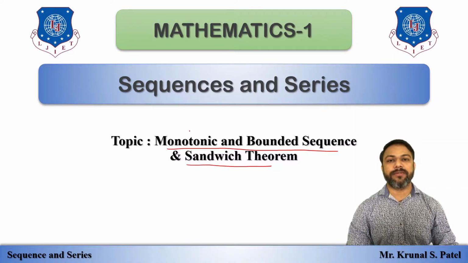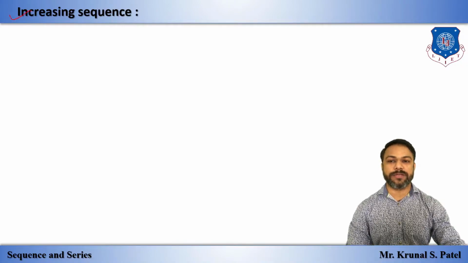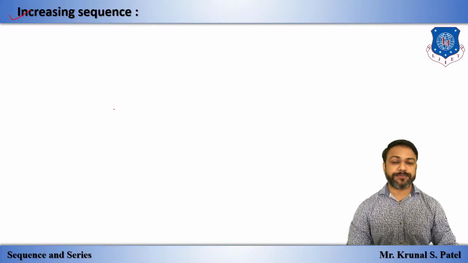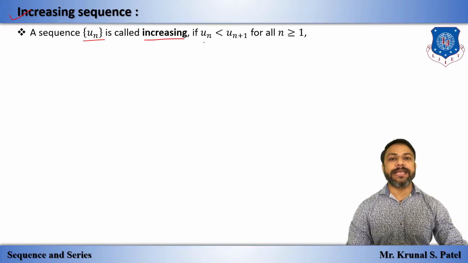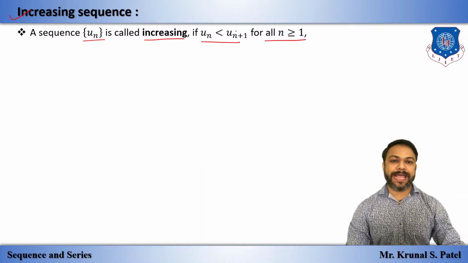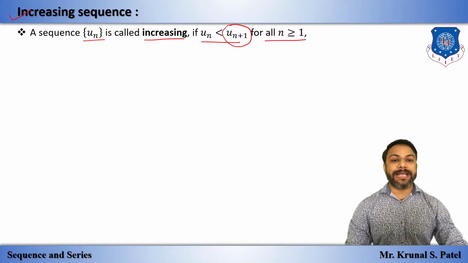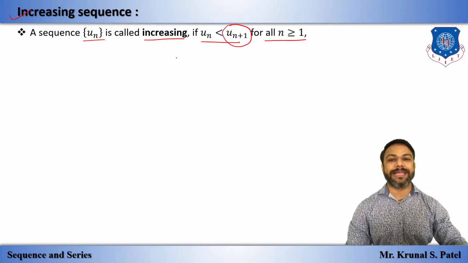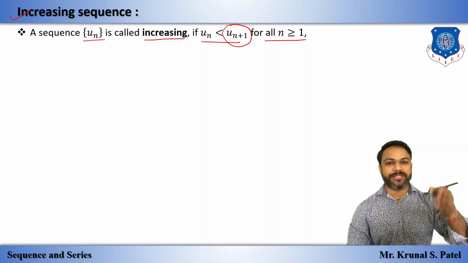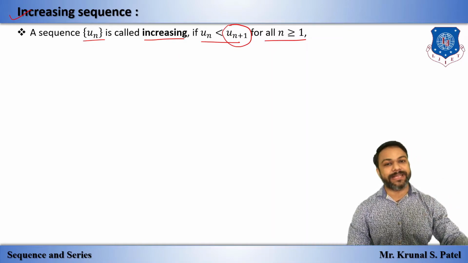Okay, so let's have a look at the increasing sequence first. What is an increasing sequence? A sequence un is called increasing if for all n greater than or equal to 1, un is less than un plus 1. Here un plus 1 means the next term of un. As n increases, the next term goes larger and larger. This is called an increasing sequence. Each and every term increases as n increases.